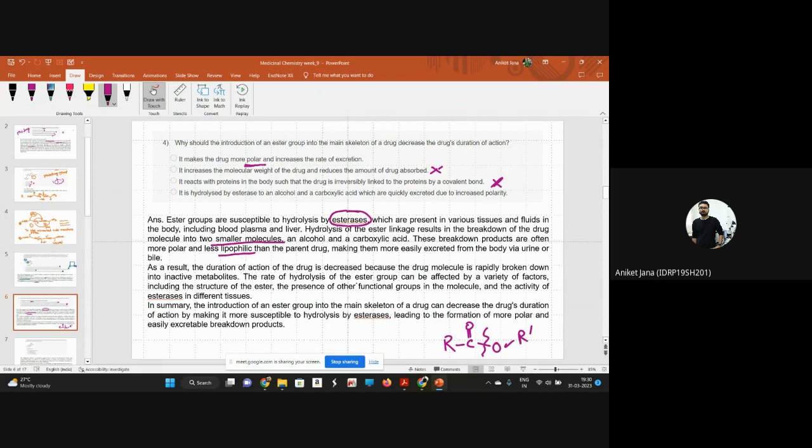The rate of hydrolysis of the ester group can be affected by a variety of factors, including the structure of the ester, the presence of other functional groups in the molecule, and the activity of the esterase in different tissues. So, in summary, the introduction of an ester group into the main skeleton of a drug can decrease the drug's duration of action by making it more susceptible to hydrolysis by esterase, leading to the formation of more polar and easily excretable breakdown products.